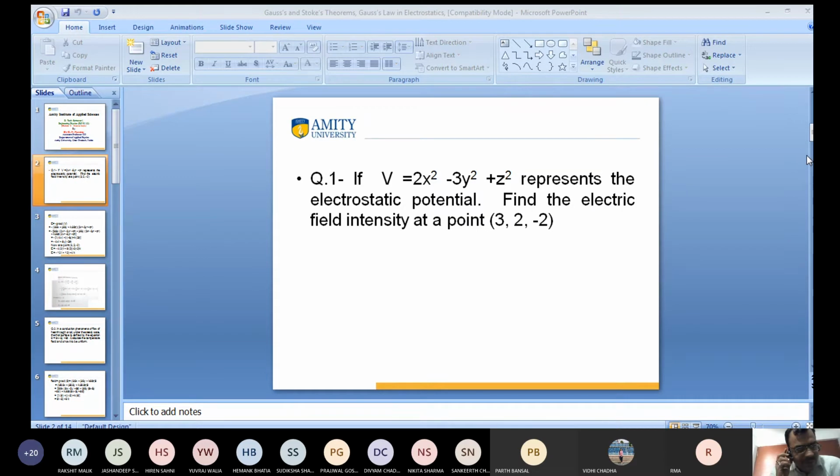Minus 12y plus 12j plus 4z k. Hello. Yes, sir. 4z. You substitute the value, you know, value given. Yes, I have substituted. Yes, substitute x to 3, sorry, y to 2, ijk, and z to minus 2. Okay.